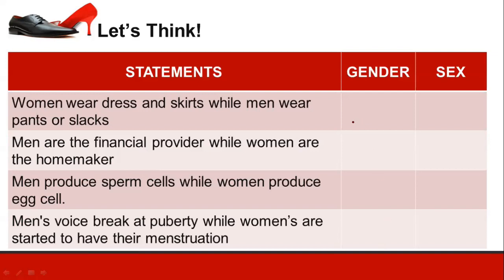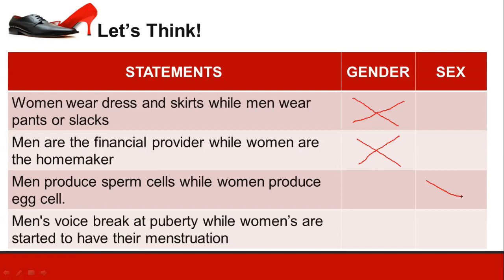Yes, you're right. This pertains to gender. Next one, we have men are the financial provider while women are the homemaker. Does it pertain to sex or gender? Yes, of course, it pertains to gender. Next one, we have men produce sperm cells while women produce egg cells. Is it sex or gender?